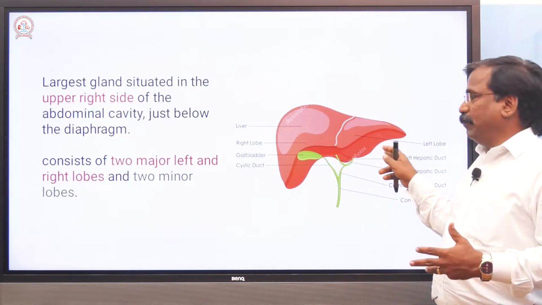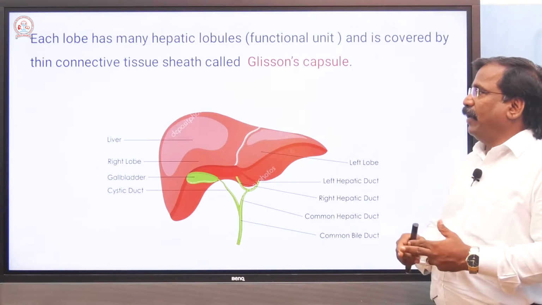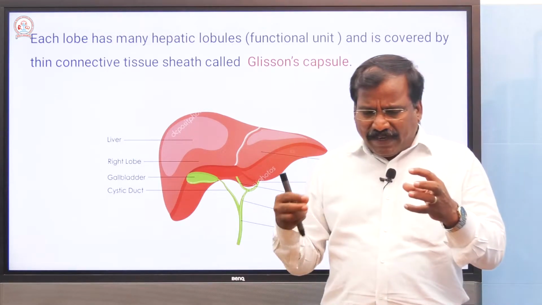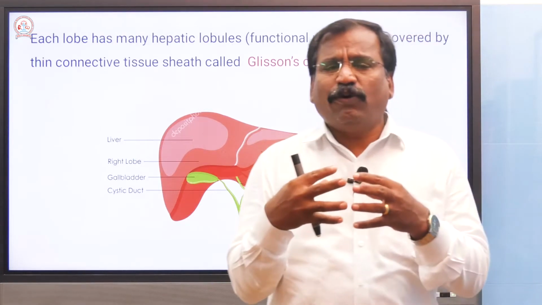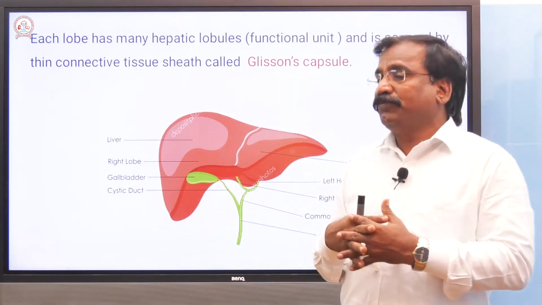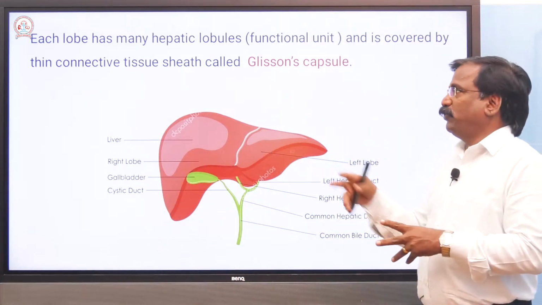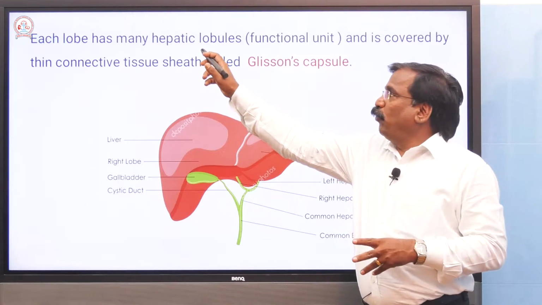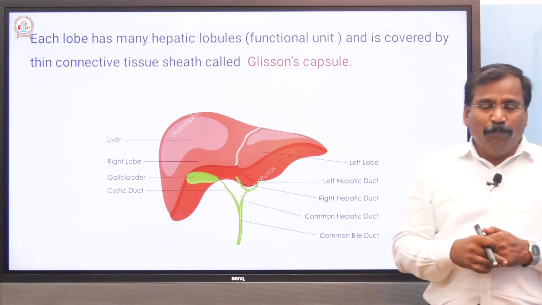The largest gland, and listen, each lobe is further divided into lobules, that is, hepatic lobules.